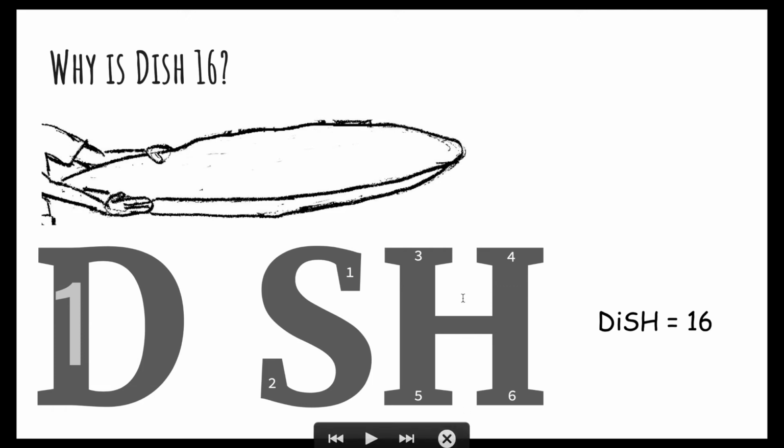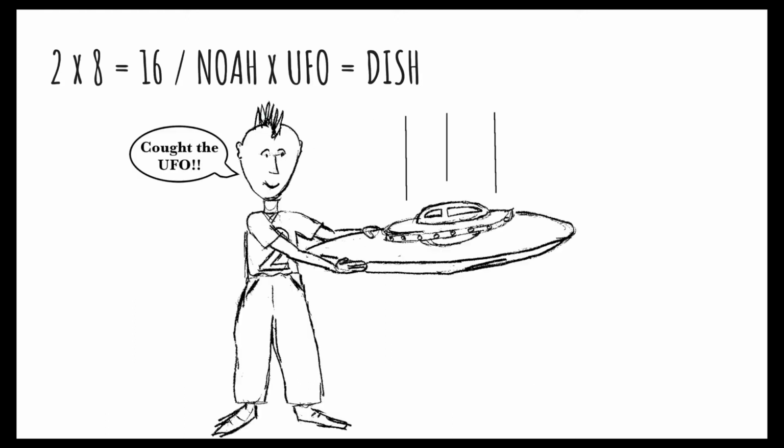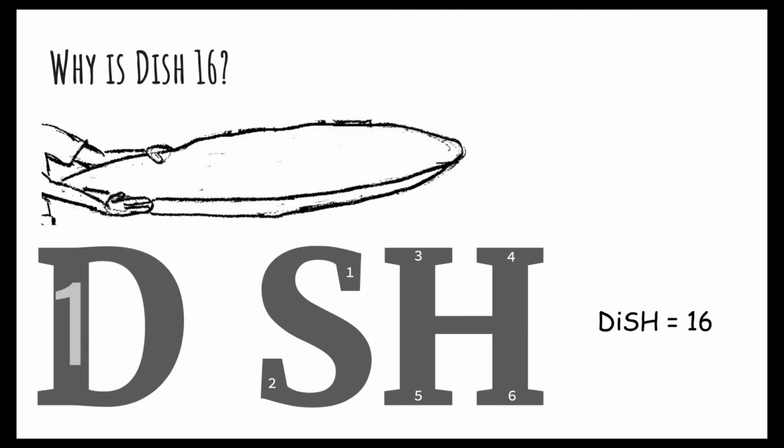In the major system, 6 is represented by many letters and sounds. So SH is one of the sounds that represents 6. If you write SH in a serif font, you'll also see that there are 6 serifs here. 1, 2, 3, 4, 5, 6. Thus, SH represents 6. And I'll put a vowel in between D and SH and I get dish. Thus, dish is 16. And Noah times UFO equals dish.